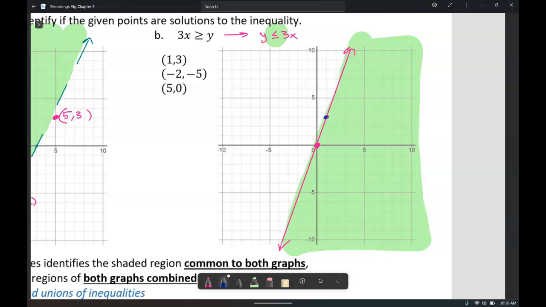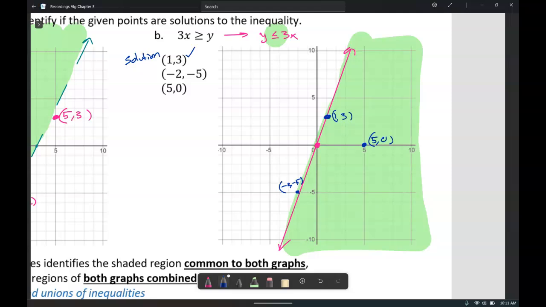Let's go ahead and plot some of these points. We have the point 1, 3, negative 2, negative 5, and 5, 0. 1, 3 is on our boundary line, and because it's less than or equal to when we have a solid boundary line, it is a solution.